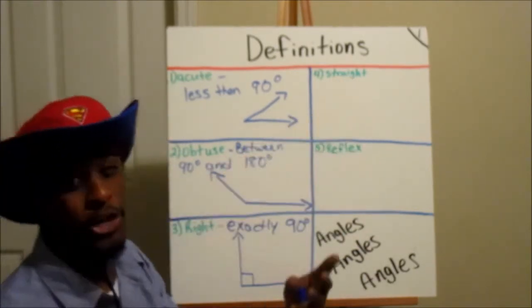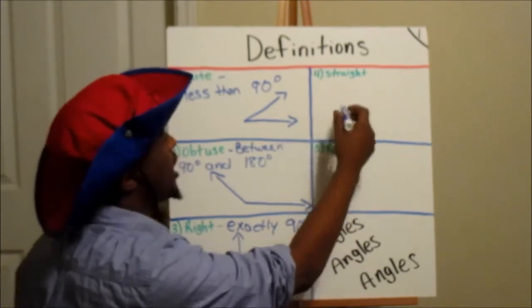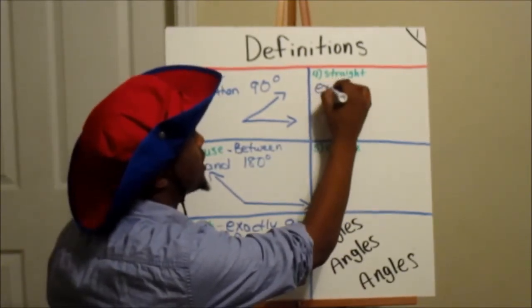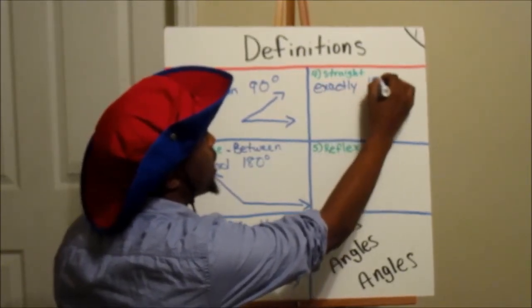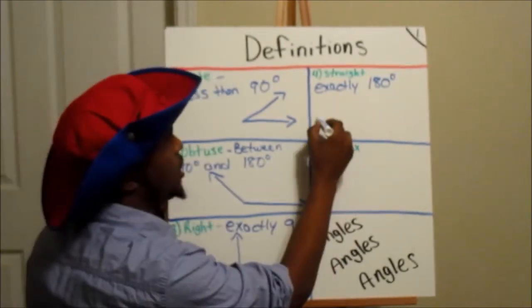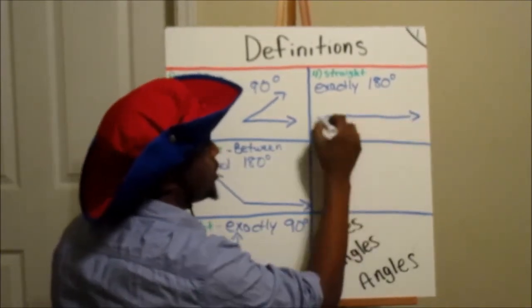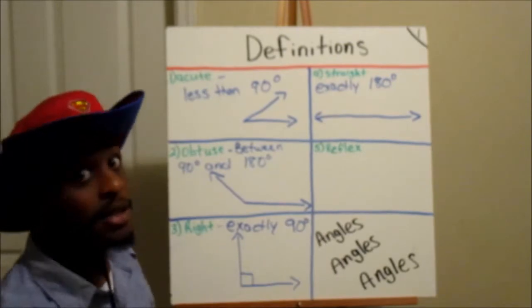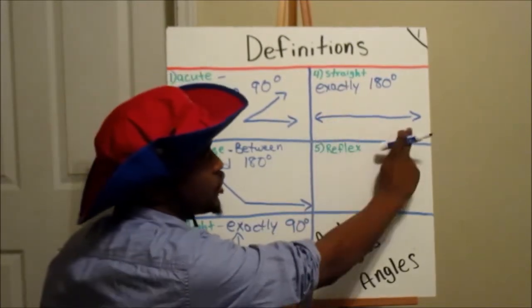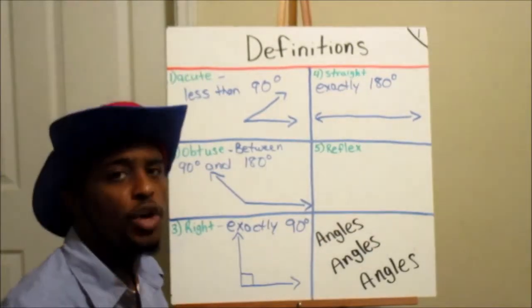Number 4 is pretty much common sense. A straight angle is one that measures exactly 180 degrees. And it is just like a straight line, though mine's a little wavy. A straight angle is just a straight line, and it measures exactly 180 degrees.